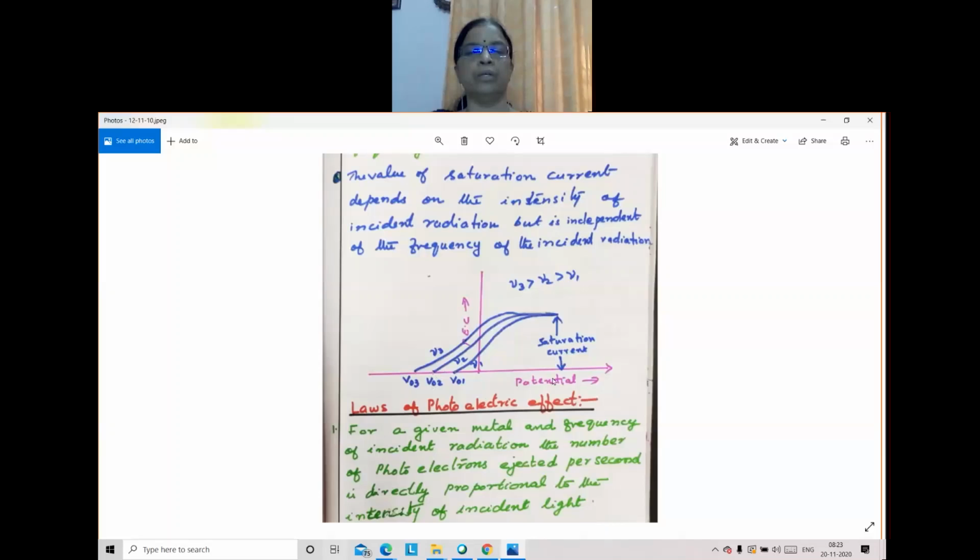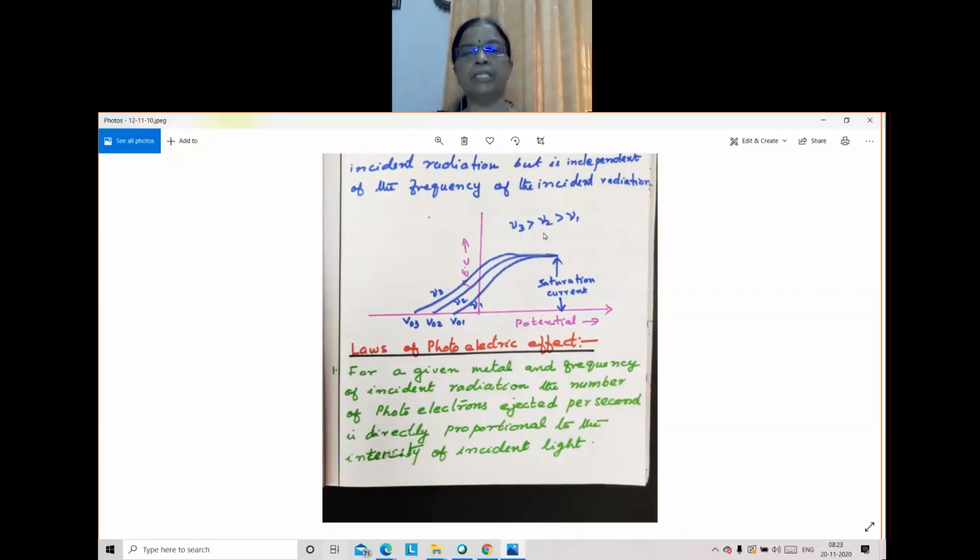And all these factors studied are given as laws. If you know this, the laws are very simple. First law: for a given metal and frequency of the incident radiation, the number of photoelectrons ejected per second is directly proportional to intensity. That was the first experimental study. As the intensity increases, photoelectric current increases. See how the intensity and photoelectric current are related, directly proportional.